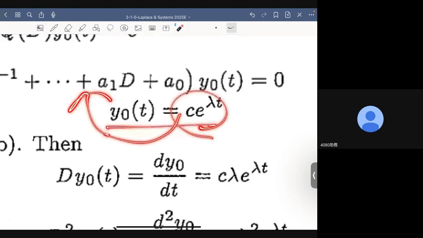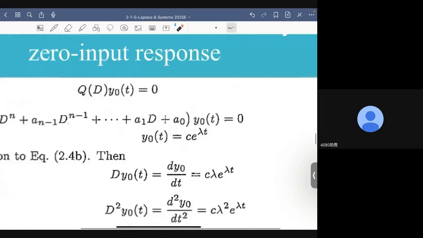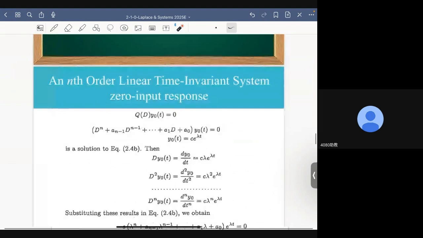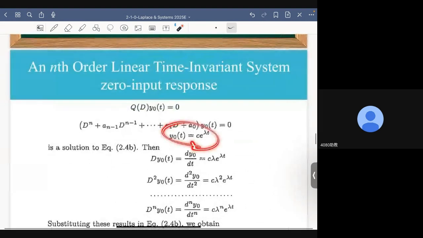If this assumption is not violated, then I can find the right set of lambda such that the left-hand side of this equality will always be equal to the right-hand side of this equality. Okay, let's just do that. Just plug this into my differential equation.